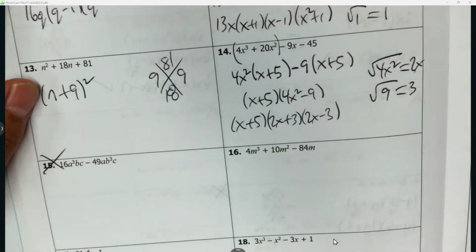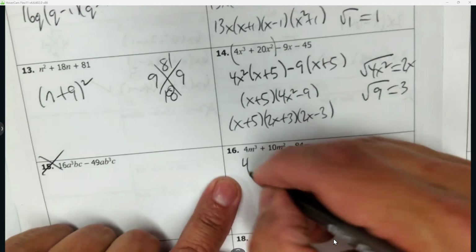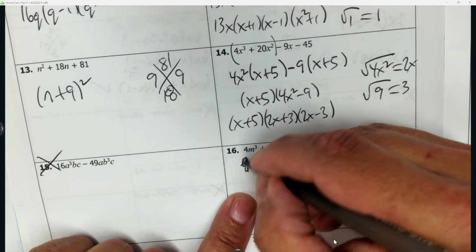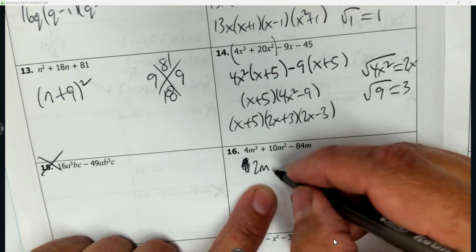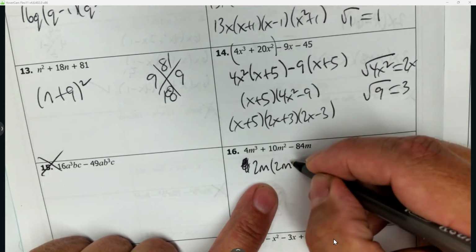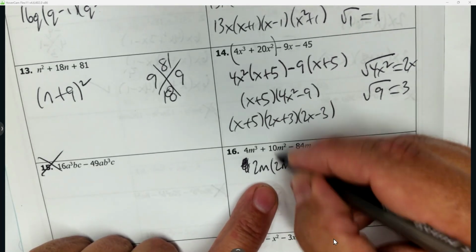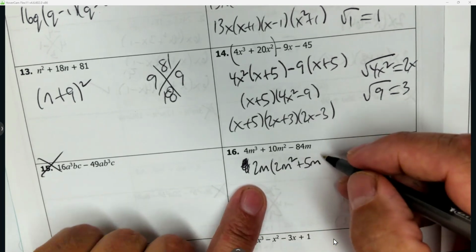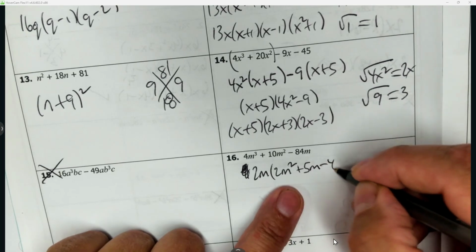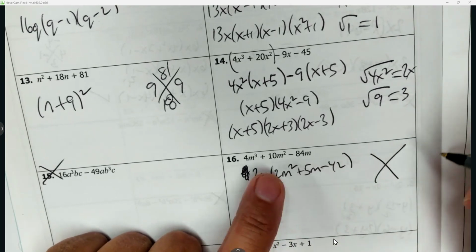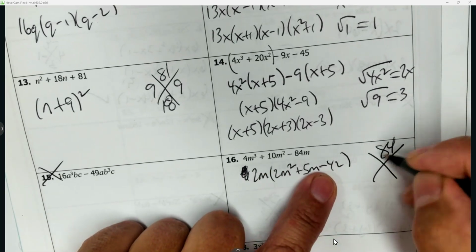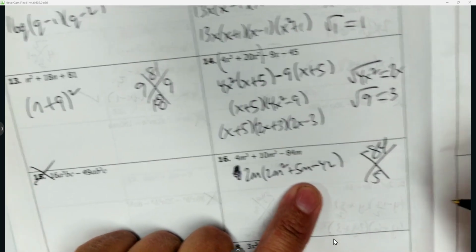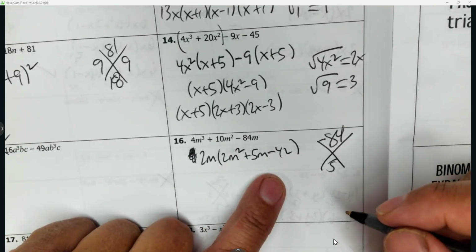Multivariable. This one's good. Factor out of 4. No, you can't factor 2. Factor out of 2m. That's 2m squared. 10 divided by 2 is 5m. 84 divided by 2, that's 42. And then factor that. So 2 times 42 is 84 and 5. And think, what two numbers are going to fit there?